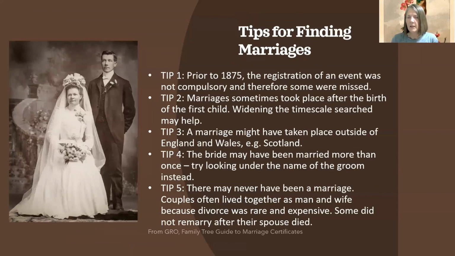And the GRO. So if it's prior to 1875, it was not compulsory, so it could be missed. If you don't find the child after the marriage, look before the marriage, because a lot of times the child would be under the mother's maiden name in an earlier time. Also, a lot of times at the end, you can see that there may never have been a marriage. So in that case, things are a little bit weird. Widening the time scale is always good. So I either widen the time scale on the BMD, or I skip up and down.